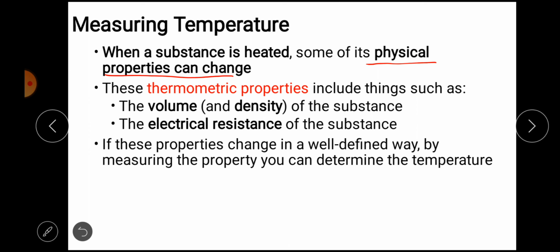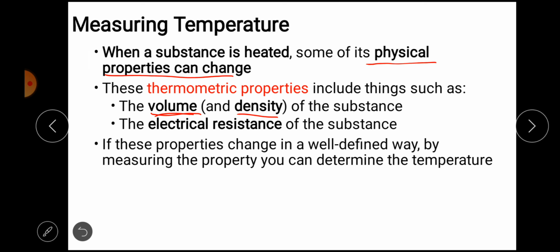So these include the volume. For example, when you heat a liquid, the volume increases. So we can use this property to measure temperature. Now we call this property a thermometric property. Or we can use the change of density to measure temperature.